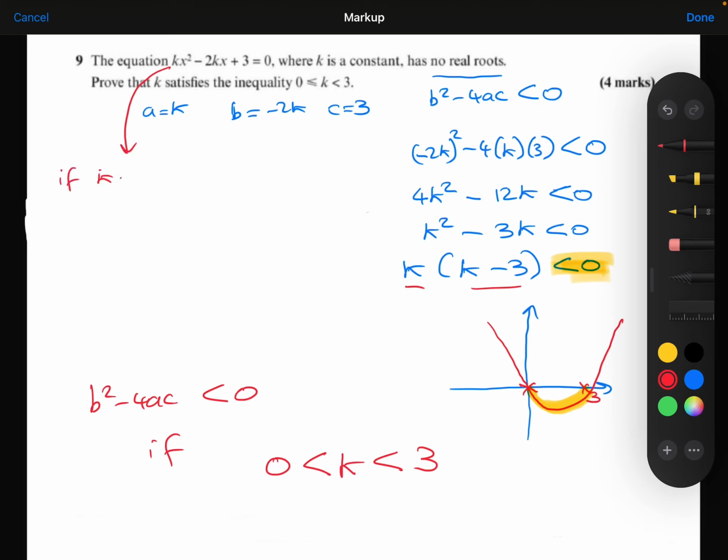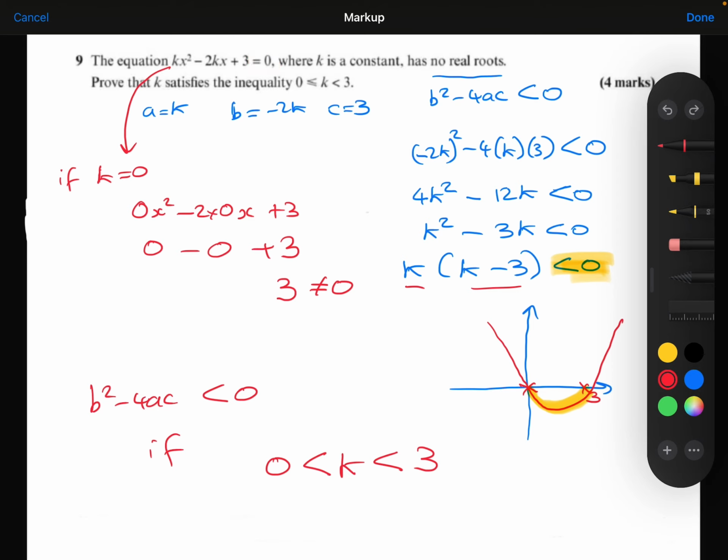If k equals 0, then I would have 0 times x squared minus 2 times 0 times x plus 3. 0 times x squared is obviously 0. The minus 2 times 0 times x is obviously 0, and we get plus 3. So all of that is just 3, and that cannot equal 0. This cannot have a solution if k equals 0.